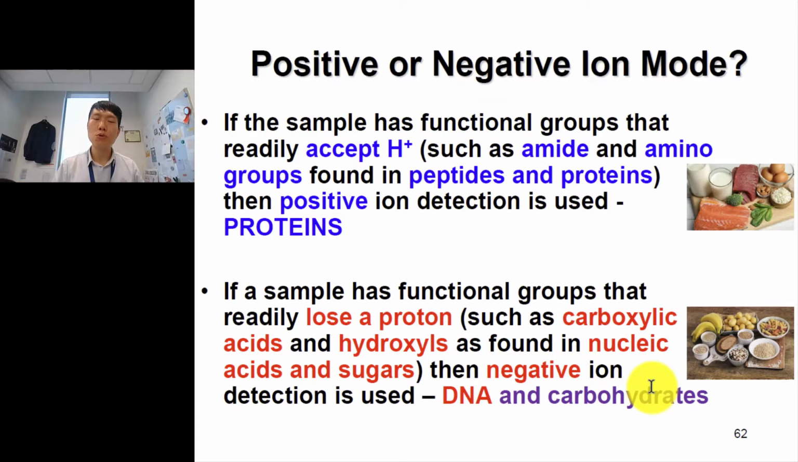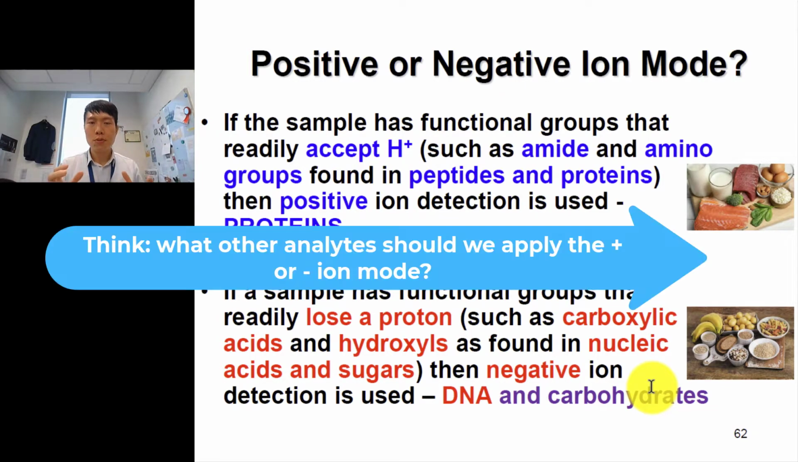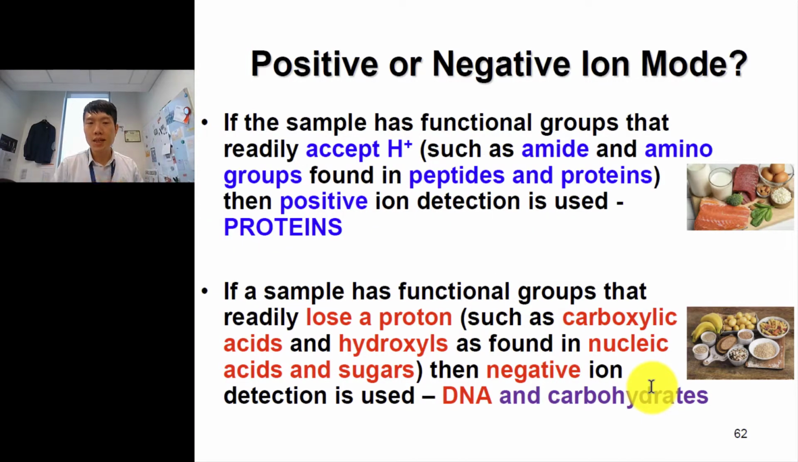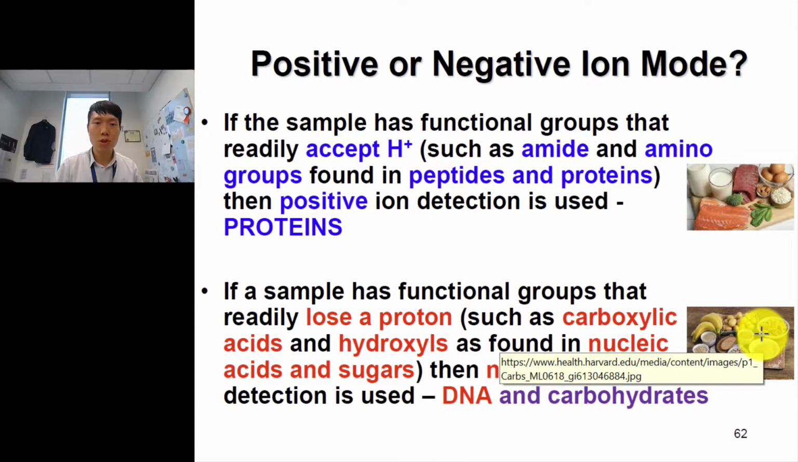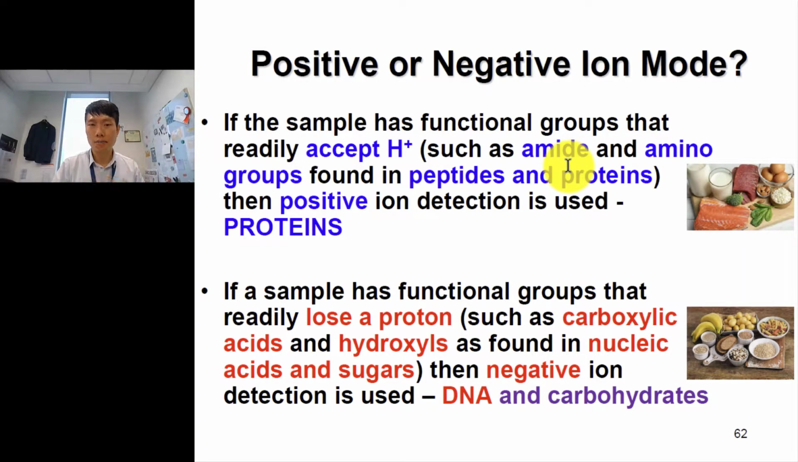Now, how to choose which mode to use, positive or negative? We look at the sample. It's all about the sample. First, we look at the structure. If it has a functional group that readily accepts H+, meaning some kind of nitrogen in the form of an amine or amino group, like peptides and proteins, then we apply the positive ion mode. If the sample has a functional group that's able to detach a proton, like carboxylic acids or hydroxyl groups, like your DNA, nucleic acids, and sugars, then we apply negative detection. Therefore, I want to reiterate, it's so important to apply your organic chemistry in terms of structural recognition, the functional groups in this molecule.